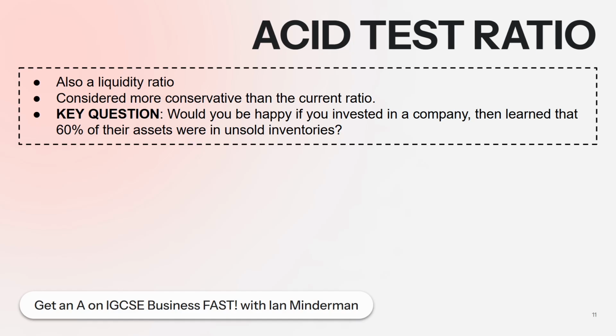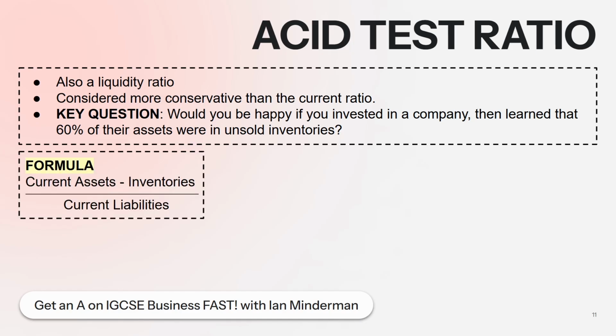inventory? Let's say you invest in a washing machine company and you give them your $2 million, your 2 million smackaroos, and then they say, oh, by the way, 60% of our assets are in unsold washing machines sitting in a warehouse. That doesn't give you very much confidence in the business, does it? That's why we have the acid test ratio.